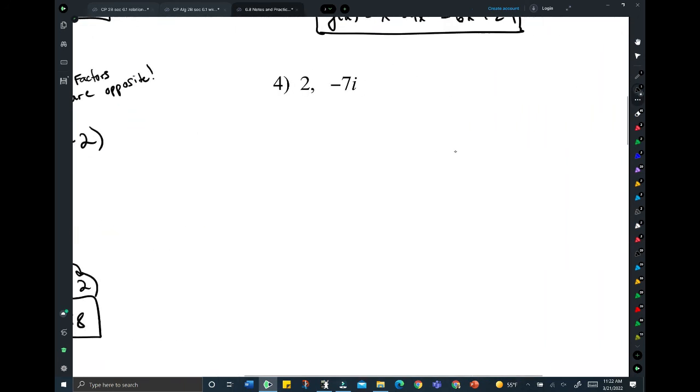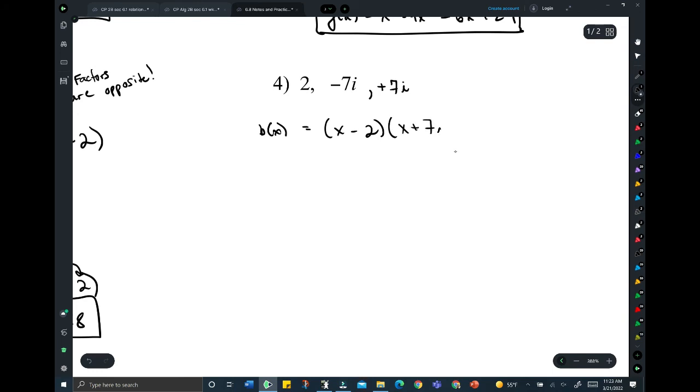For number 4 here, I give you negative 7i. We know that we automatically have positive 7i. That's our freebie. And we'll make this one b of x. Why not? And write out those zeros. You can FOIL the last two. I'm going to skip the outers and inners.